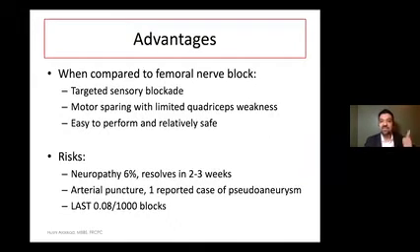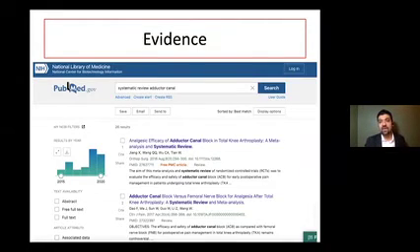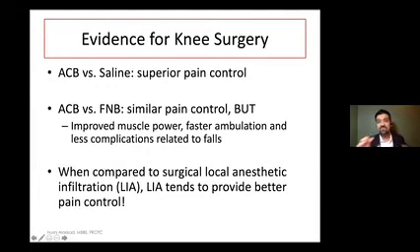Okay, so advantages: less motor blockade, basically. Risks are very low. So even the local anesthetic systemic toxicity is very low. Arterial puncture, 1 reported case of pseudoaneurysm. The evidence, you see 26 systematic reviews have been done. The results mainly showing equal effectiveness of adductor canal block and femoral nerve block, but reduced risk of complications, so better muscle power and faster ambulation. But there is an interesting thing, is that local anesthetic infiltration by the surgeon, pericapsular, tends to provide better analgesia.